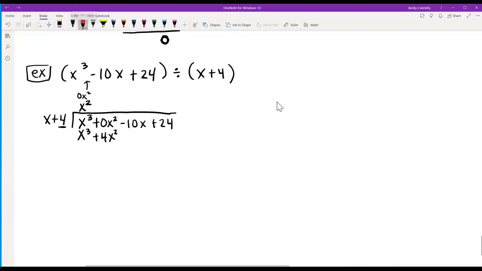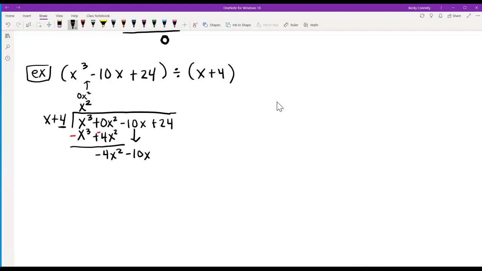And then I'm going to subtract, or change signs, which will leave me with a negative 4x squared, because 0 minus 4x squared is negative 4x squared. Okay, now let's bring down the next term, so minus 10x, and then we'll start it over again.